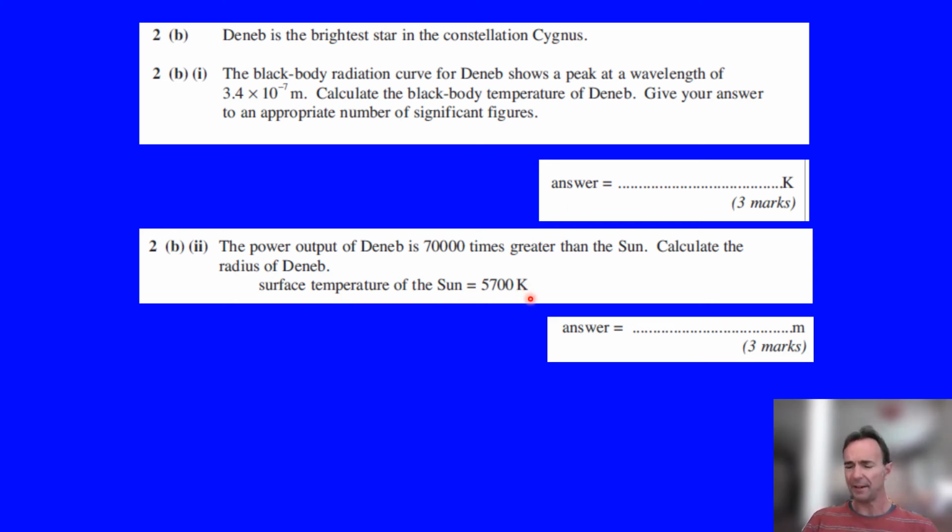Of course, what they haven't given you here is the radius of the sun, and that's what you need to be able to do that full calculation, because this is Stefan's law, of course. Luminosity, you do a ratio of luminosity, so Deneb 70,000 times greater than the sun, that cancels out. Go and see my lesson on Stefan's law if you want to know how to do that.